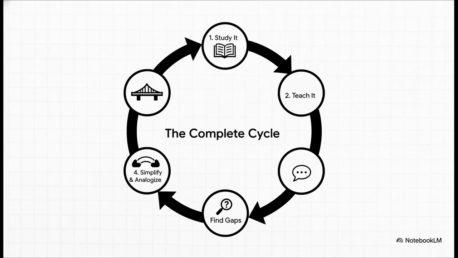So there you have it. That's the complete cycle. You choose a topic, you try to explain it simply, you see where you stumbled, and then you go back, you review, and you polish your explanation until it's just crystal clear. And you just repeat that loop as many times as you need to.